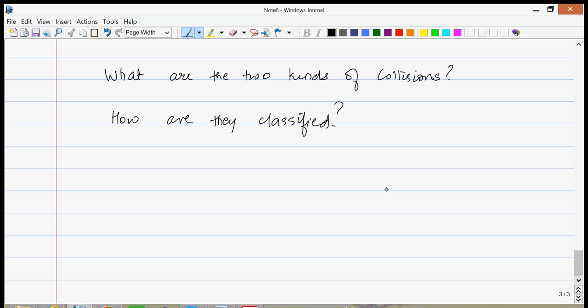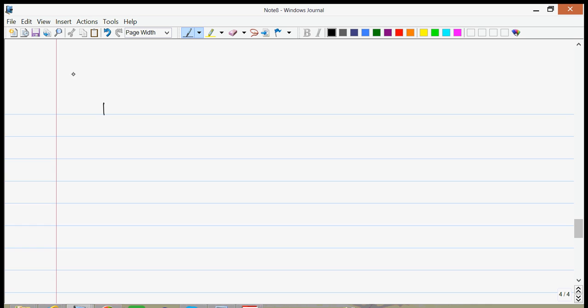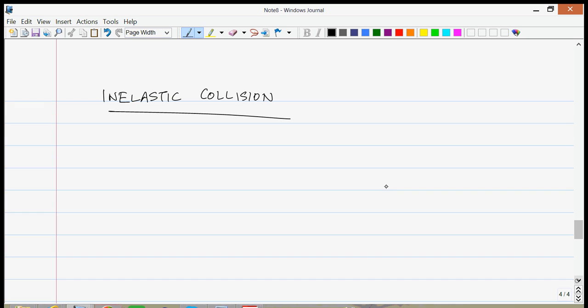So now let us look at some examples of the two things. First we will begin by studying inelastic collision. It is the easier of the two collisions. Now in an inelastic collision, we definitely know that the kinetic energy is going to change. It is not going to remain the same. Whatever kinetic energy it has in the beginning is going to be different from what it will end up having in the end. So kinetic energy is not conserved.